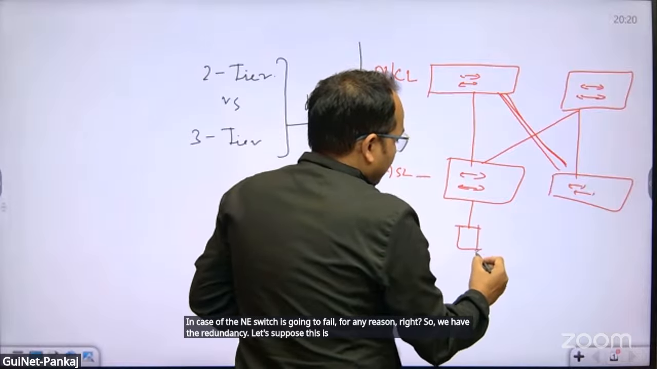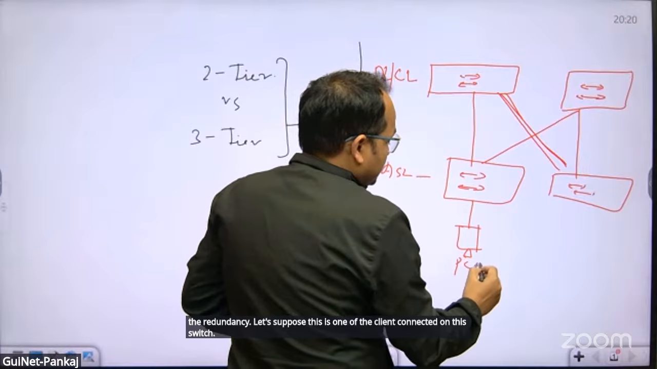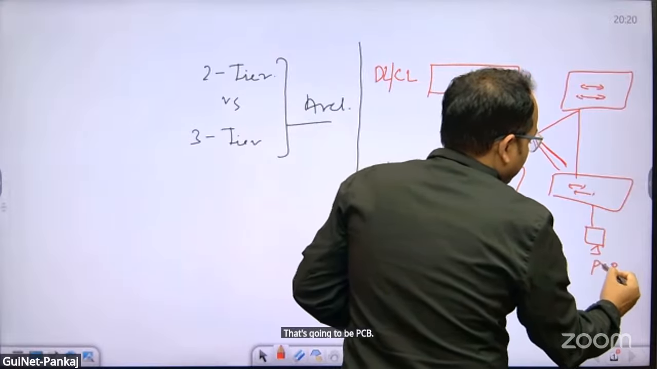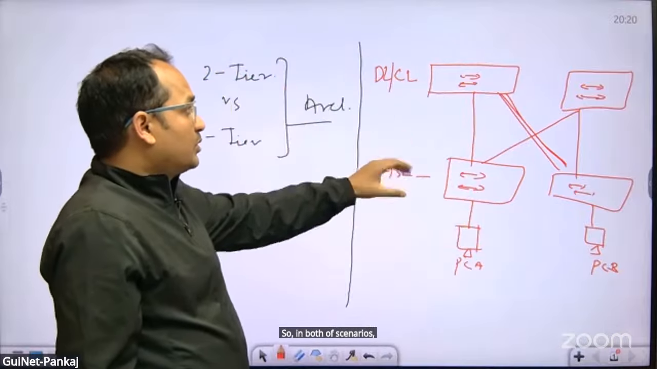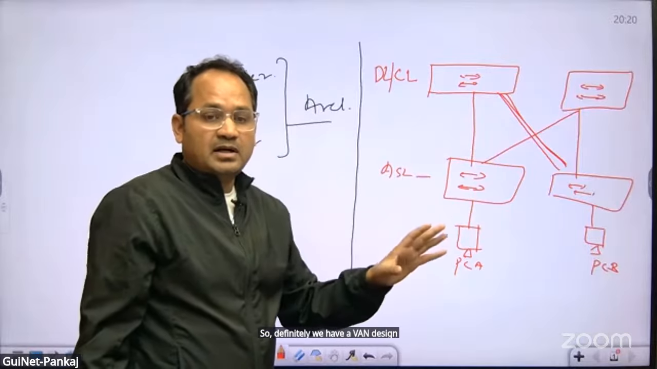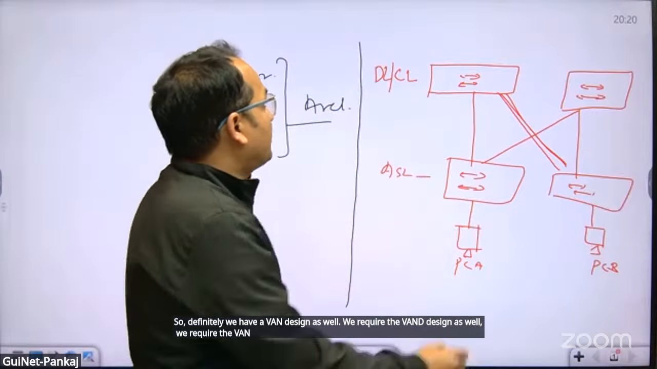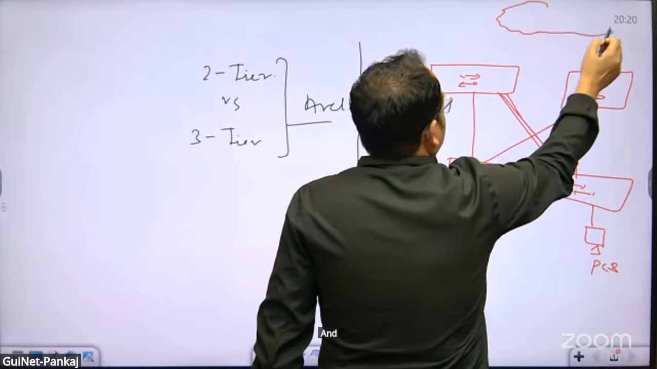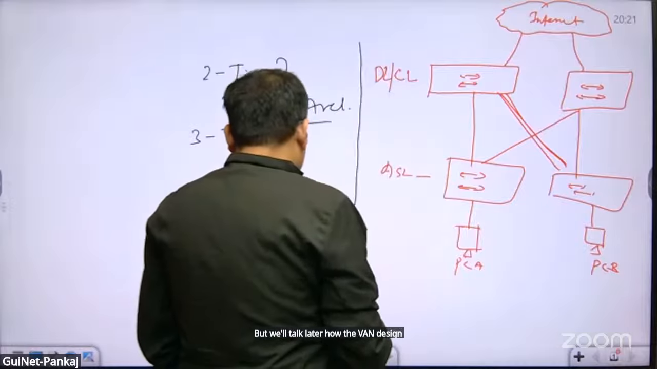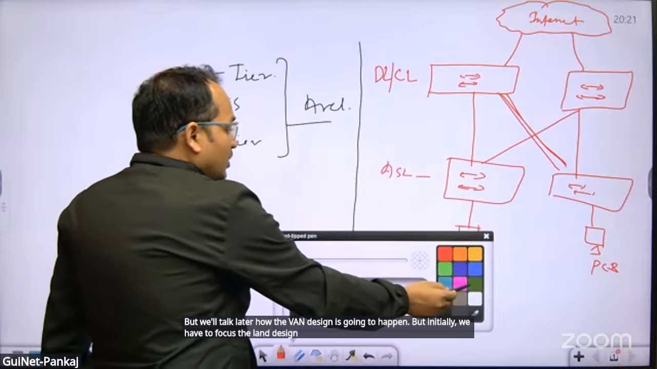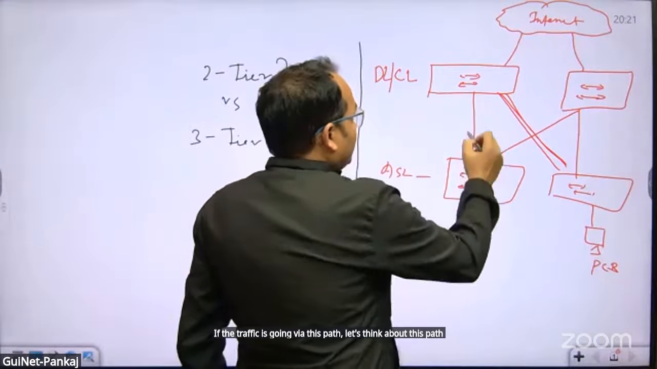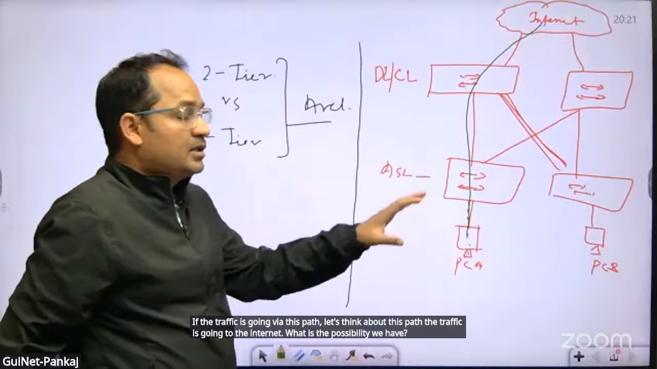Let's suppose this is one of the clients connected on this switch. This PC is connected here, PC A. One more PC is connected here, that is going to be PC B. In both scenarios, where do they want to go? They want to go to the internet. So definitely we have a WAN design as well. We require the WAN infrastructure where we have to connect to the internet, and that internet connectivity requires routers. But we'll talk later about how the WAN design is going to happen. Initially we have to focus on the LAN design. So in the LAN design, if the traffic is going via this path, let's think the traffic is going to the internet. What is the possibility we have from the switching point of view?